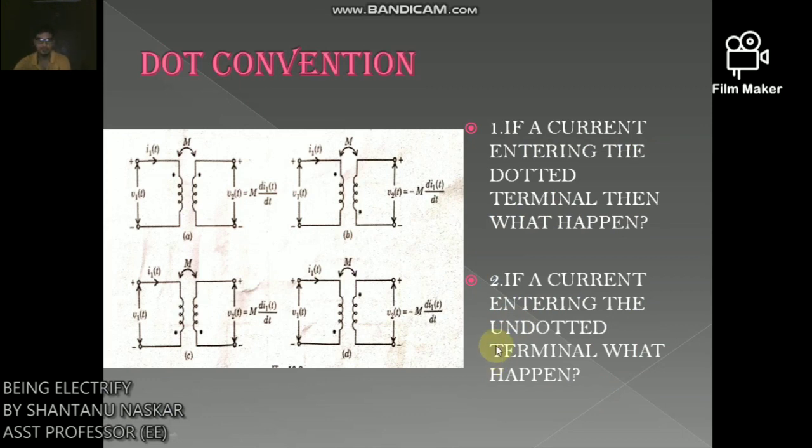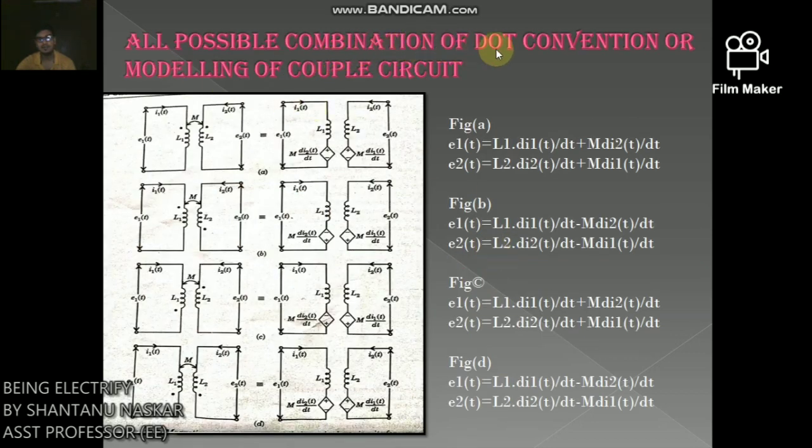So go through the actual, all possible combinations of dot convention or modeling of a coupled circuit. So first go through this figure A. In figure A, what happened? E1(t) equals L1 di1(t) by dt plus M di2(t) by dt, and E2(t) equals L2 di2(t) by dt plus M di1(t) by dt.